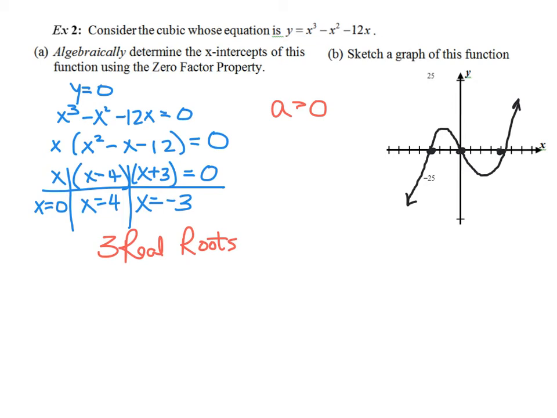The other thing I notice is that when I have a positive leading coefficient, I'm going to start on the bottom left and end on the top right when I've got an odd exponent. So all this information is included here, and that allows me to draw an accurate sketch of this graph.